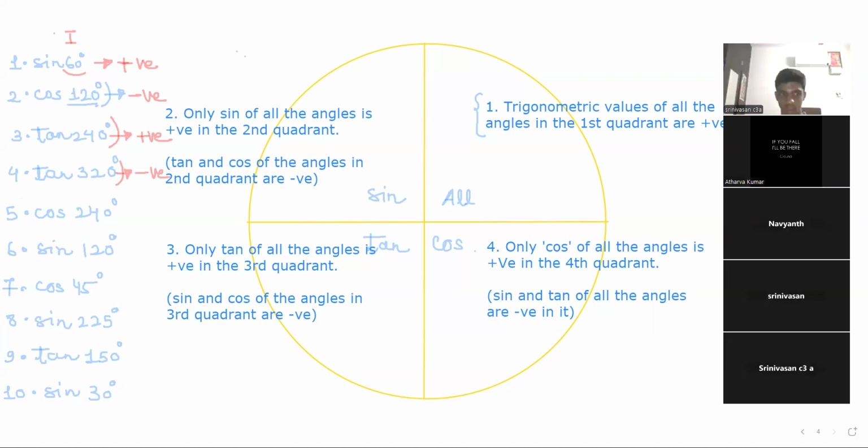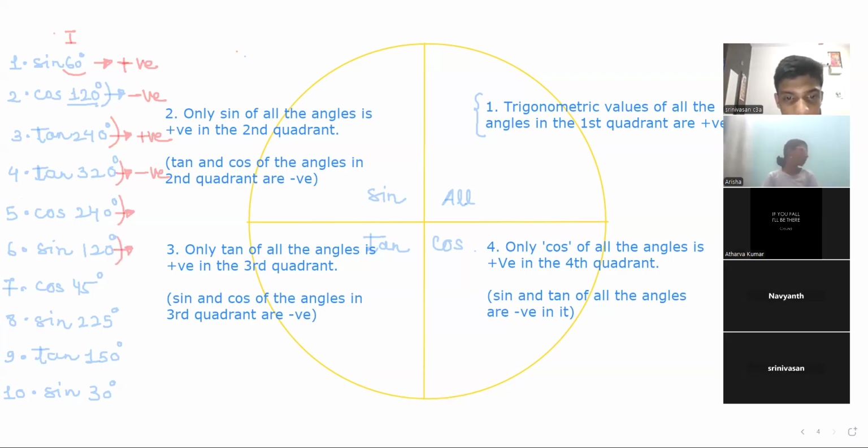Let me ask Srinivasan. Srinivasan, would you like to answer these? Yes, sir. Fifth and sixth one. Answer it. Cos 240 degree. So cos 240 degree is negative, sir. Very good. Why negative? Because 240 lies between 180 and 270. Very good. What about sine 120? Sine 120 is positive as it lies between 90 and 180.